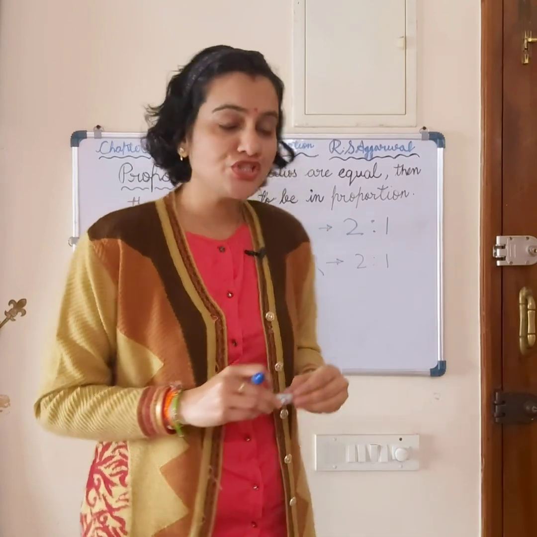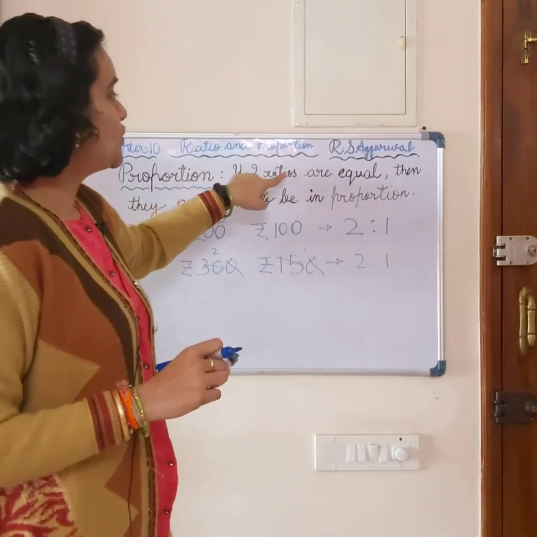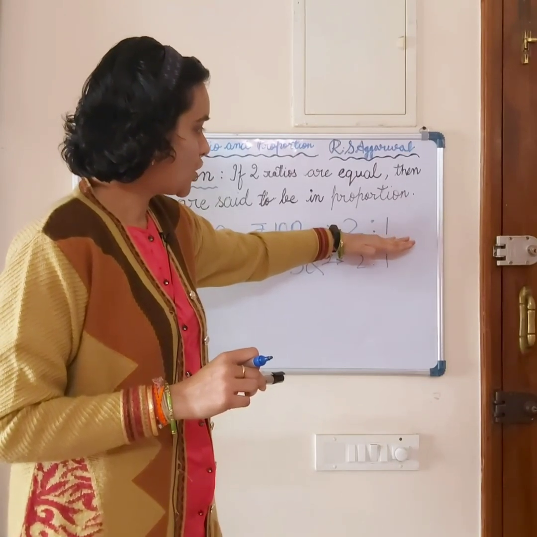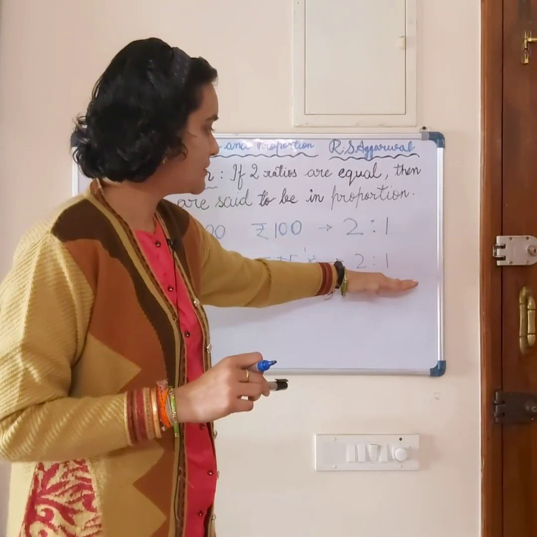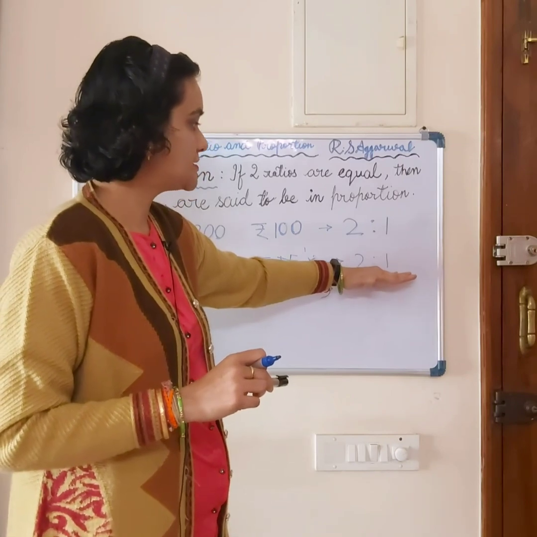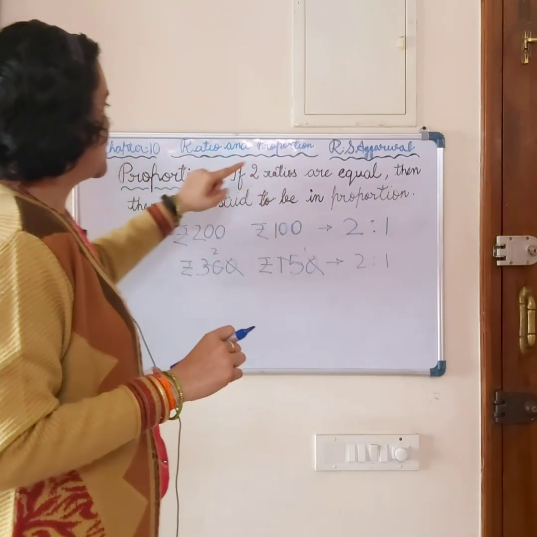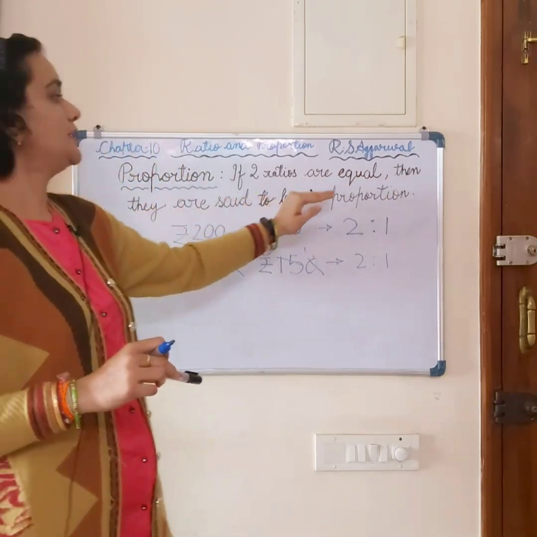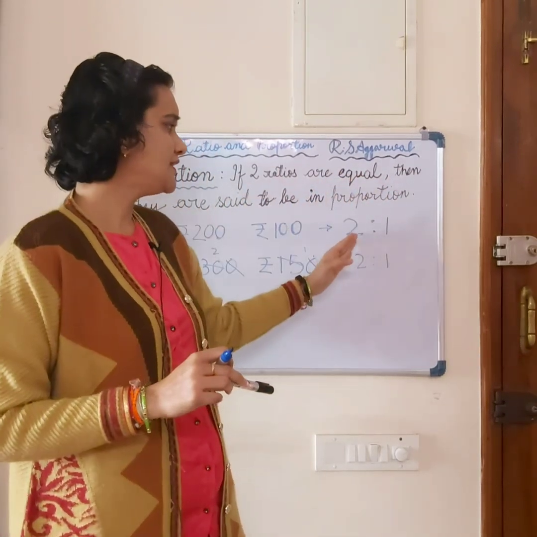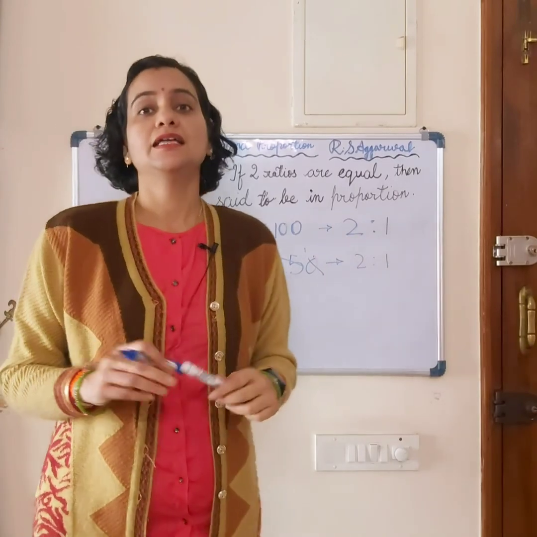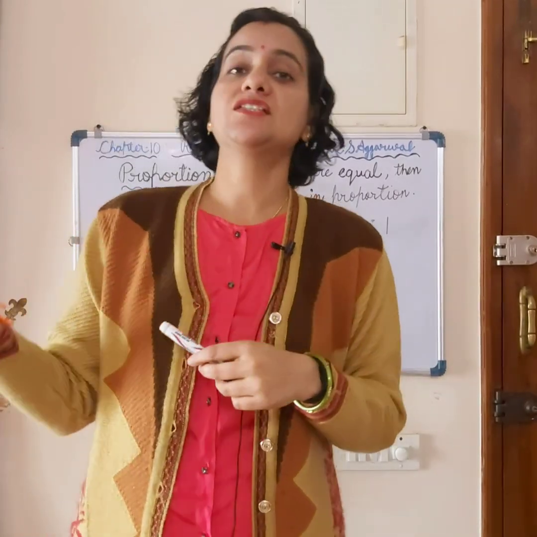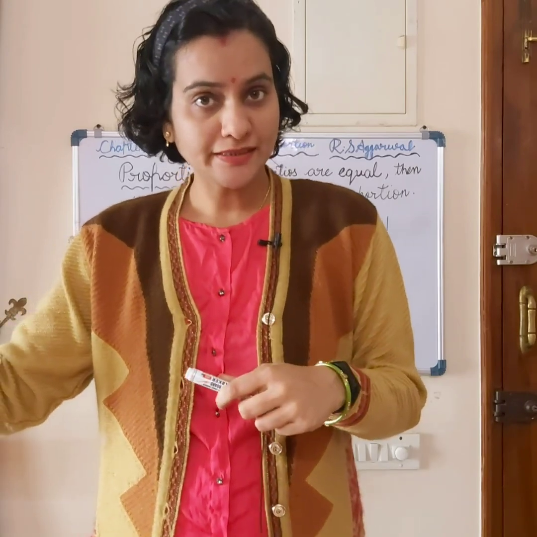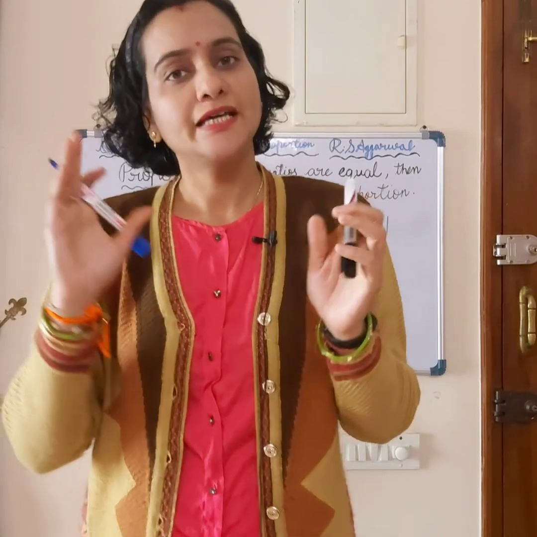So what is proportion? If two ratios are equal, like in this case, one set of best friends got in the ratio 2:1, the other set of best friends also got money from their parents in the ratio 2:1. So if two ratios are equal, then they are said to be in proportion. Now we can say that our pocket money ratio with our best friends pocket money ratio is the same as the other two best friends' pocket money ratio.